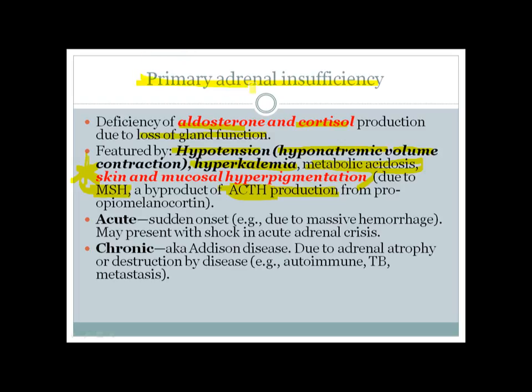So primary adrenal insufficiency, depending on time, can be acute or chronic. Acute adrenal insufficiency occurs commonly due to massive hemorrhage, and one common example is Waterhouse-Friderichsen syndrome, seen in meningococcal septicemia, and this might present with shock in acute adrenal crisis. This occurs due to deficiency of aldosterone mainly. And chronic adrenal insufficiency is also known as Addison's disease, and the most common causes are adrenal atrophy due to any reasons like autoimmune disease, TB, metastasis. So autoimmune disease is the most common.